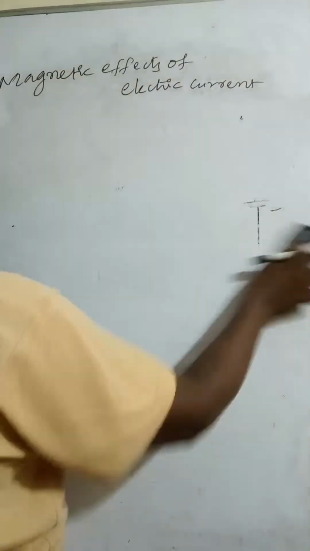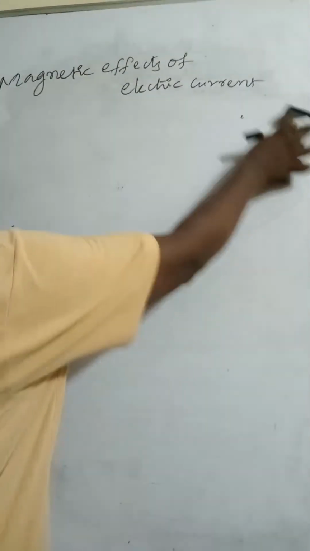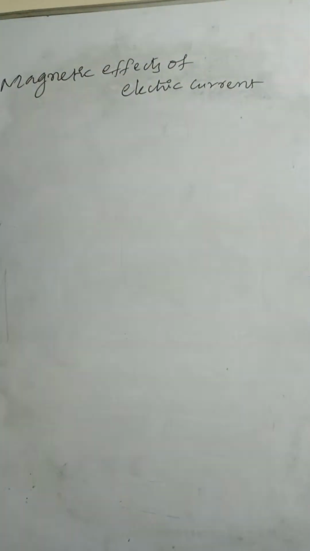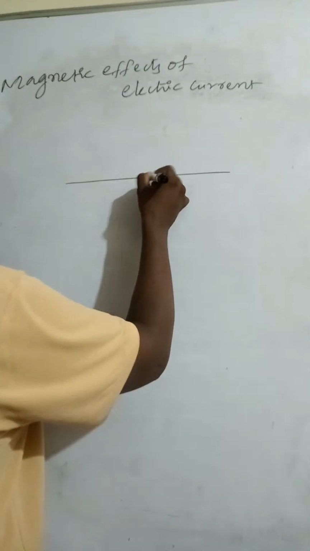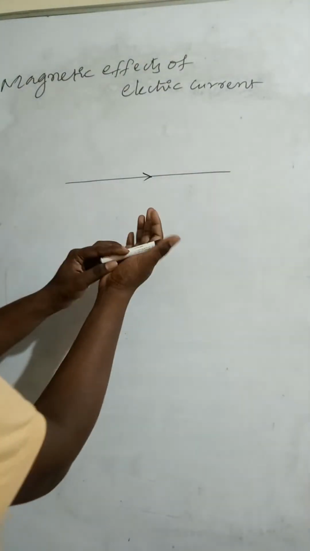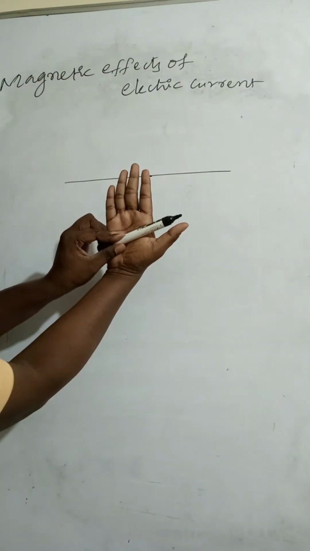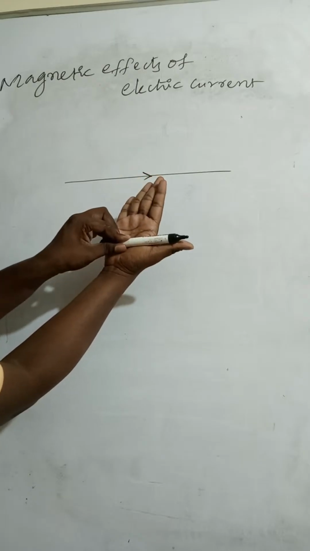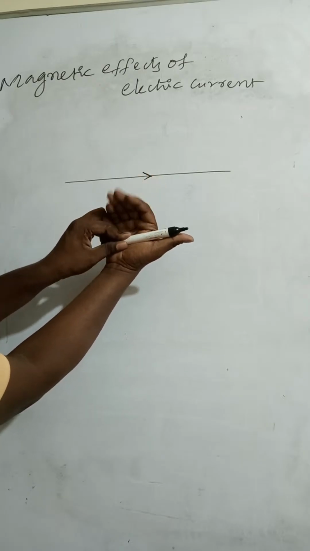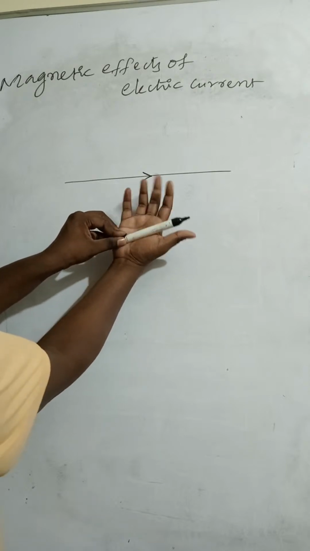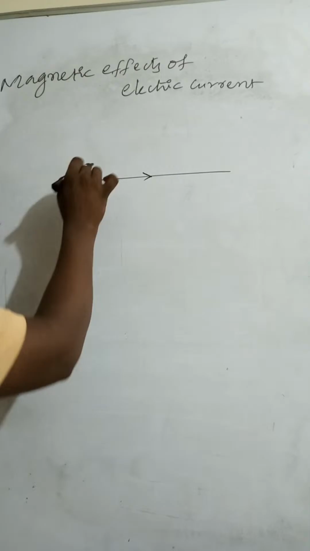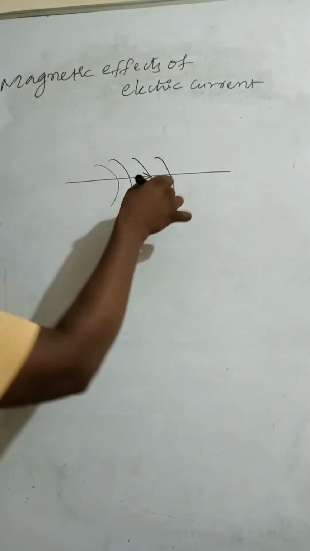So how we can find out the magnetic field? By using right hand thumb rule. So this is the current carrying conductor. I'm holding like this, current is passing like this. If you are wrapping the fingers, along the folding fingers, the magnetic field will be there. So like this, the magnetic field will be there.